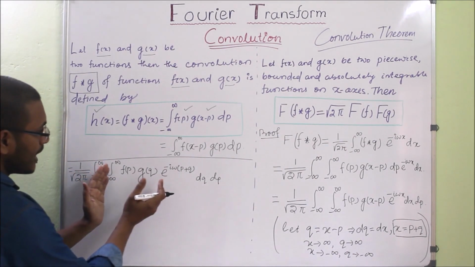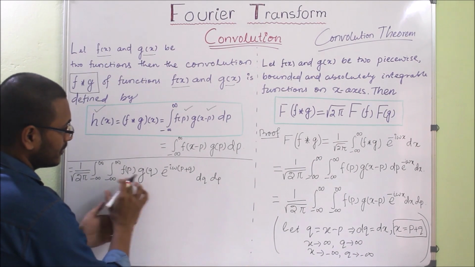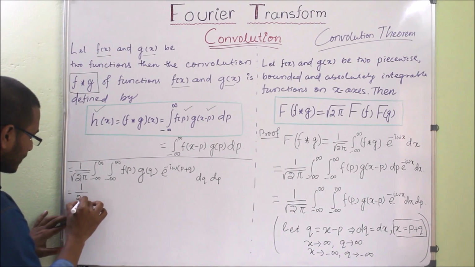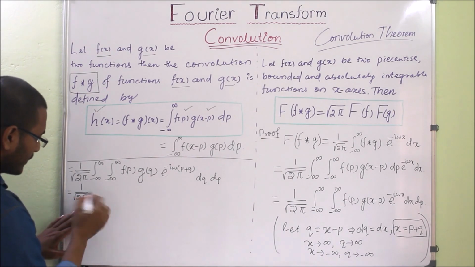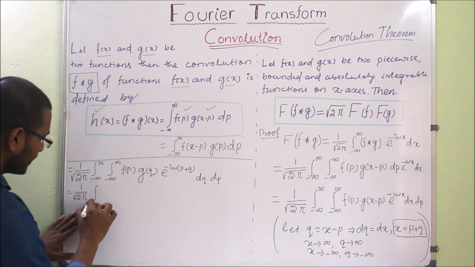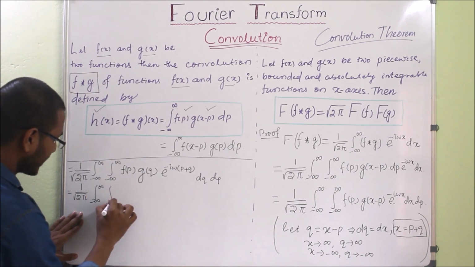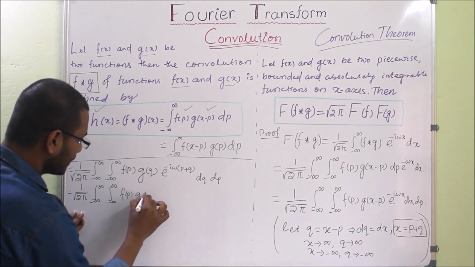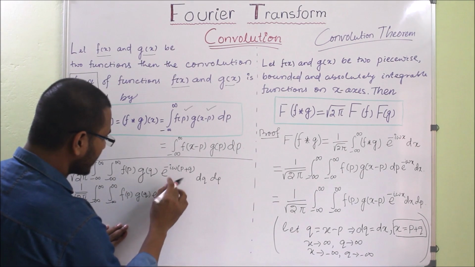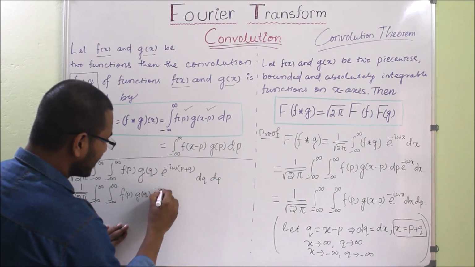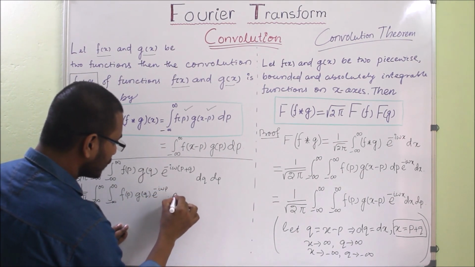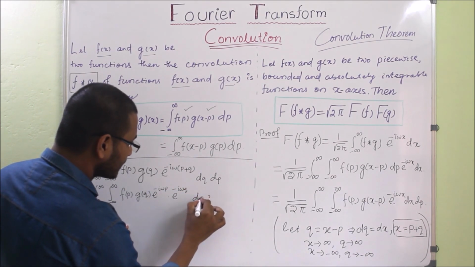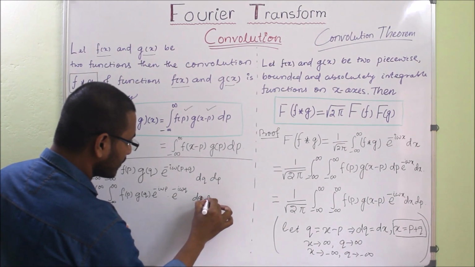Now what will we do? We will see how to solve this inner one, so we will rearrange these things. How to do that? Write 1 by square root of 2 pi, integration from minus infinity to infinity, integration from minus infinity to infinity, f of p g of q, then e to the power minus iwp into e to the power minus iwq dq dp.